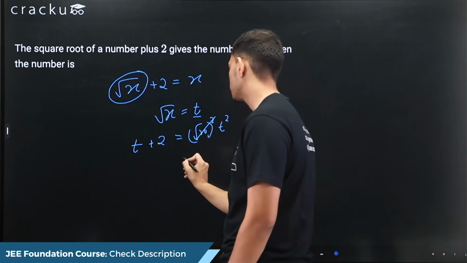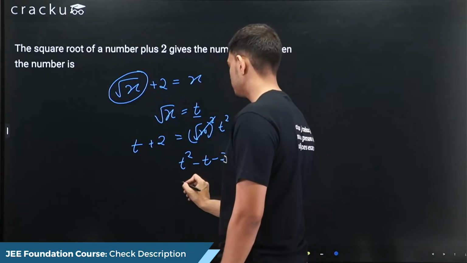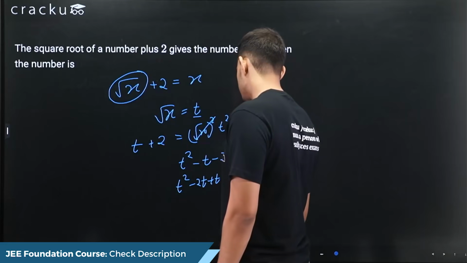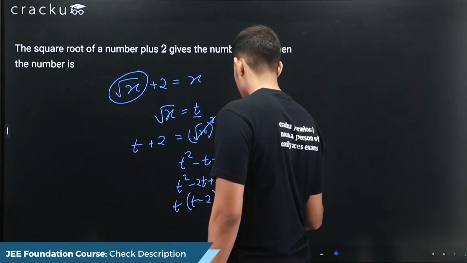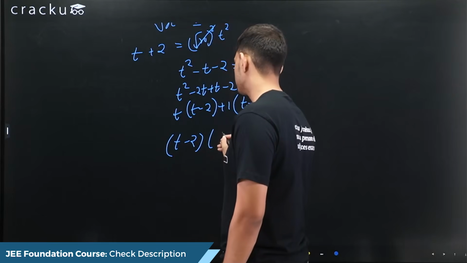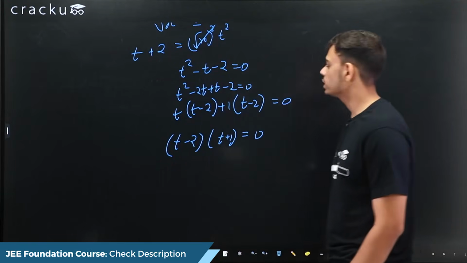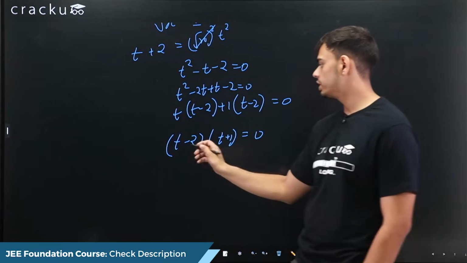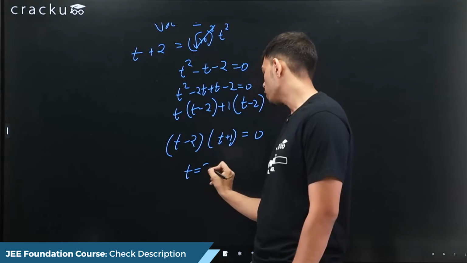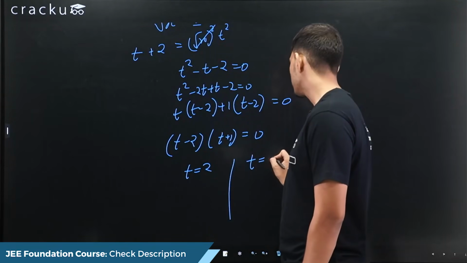Okay, so I get a quadratic equation: t square minus t minus 2 equals 0. I can factorize it as t square minus 2t plus t minus 2 equals 0. It will be (t minus 2) multiplied by (t plus 1) equals 0. So I get two values of t from here. One will be t minus 2 equals 0, which is t equals 2, or t plus 1 equals 0, which is t equals minus 1.